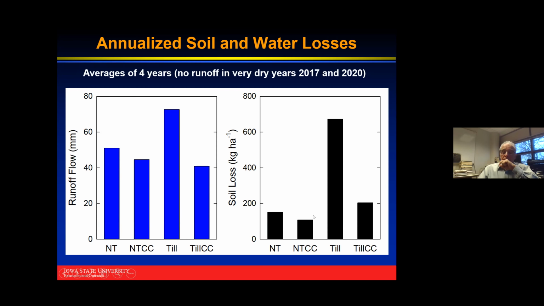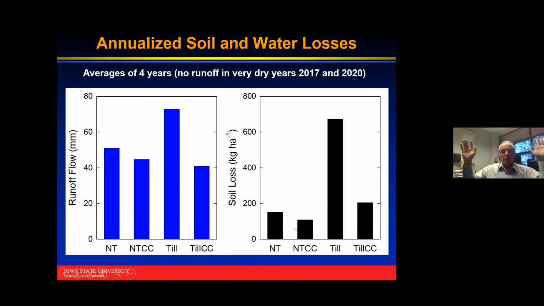This is the soil loss, okay? And we show, of course, that no-till reduced soil loss a lot with or without the cover crop. And with tillage, the effect of the cover crop is much higher than for no-till. So in both cases, for runoff flow and for soil loss, the positive impact of cover crop reducing losses is more with tillage than with no tillage.